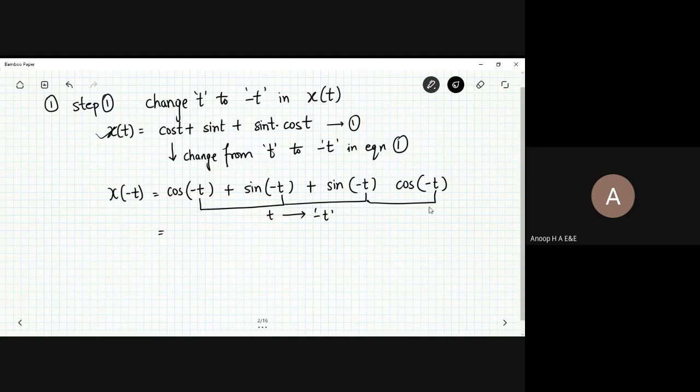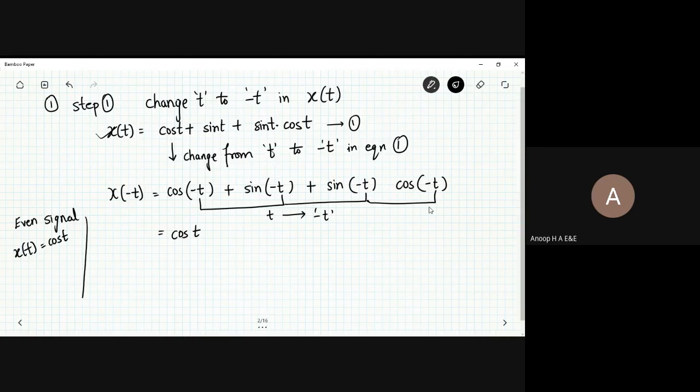So this forms cos of minus t. Again, an example for an even signal: x of t is taken as cos t. And how can you find out? Cos of minus theta is cos theta again. So if you change it, it will be cos t again.